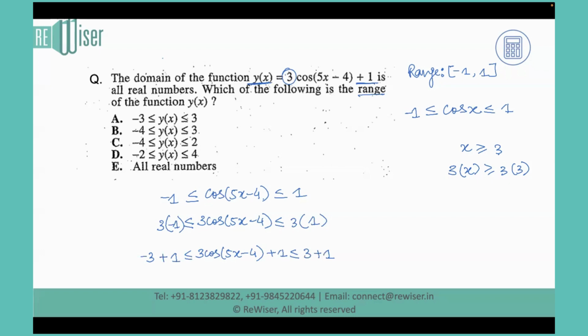So we can say that this is the function y of x, and this y of x is going to be greater than or equal to negative 2, since minus 3 plus 1 gives us negative 2. And it is less than or equal to 3 plus 1, that is 4, which we can see is option D. So the correct answer is option D.